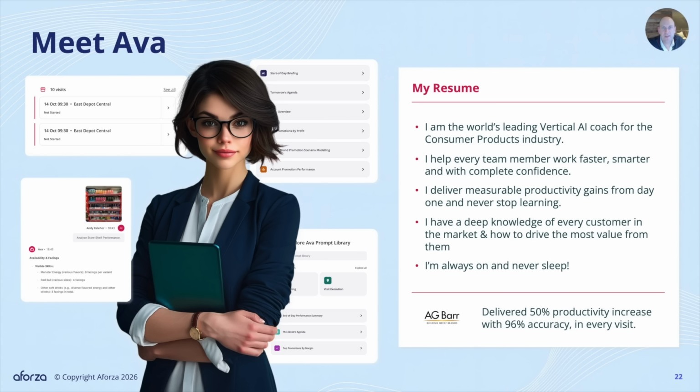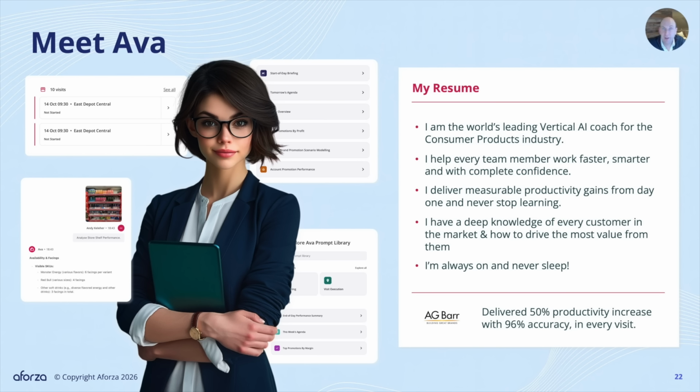Ava is Aforza's vertical AI. She's a capability we've built exclusively and dedicated to the high-value AI use cases that are so badly needed across commercial teams in the consumer goods industry and all the processes that she supports. That's what she focuses on. And Ava doesn't just tell you, as you'll see in the demo, she doesn't just tell you about what's going on. She takes action. She makes recommendations.